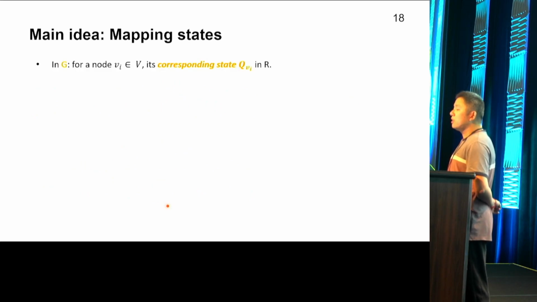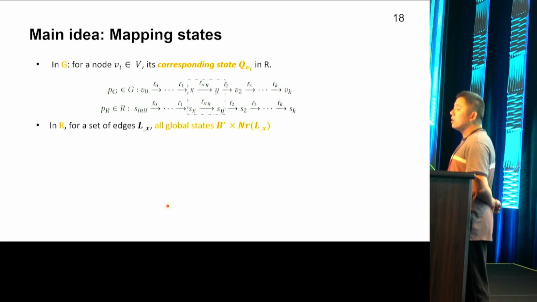So by doing that, we can compute a set of states: for every node in the original graph, we can obtain a set of states in the recursive state machine. But unfortunately, we cannot compute this set Q because we cannot compute the CFL-reachability.